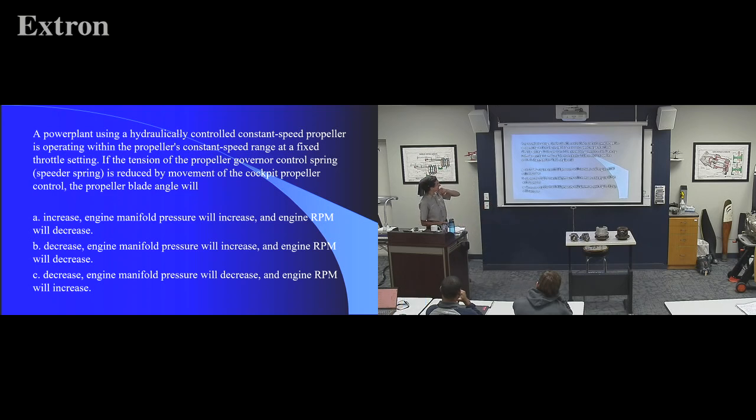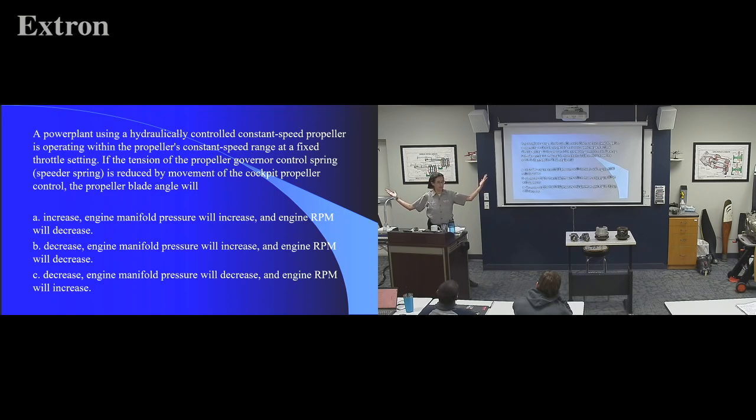However, if I were to say, think about the speeder spring on the flyweights. If we lift up on that speeder spring by the lever arms connected to the control in the cockpit, what are the flyweights going to be allowed to do? Over speed setting? Yes, go out over speed.